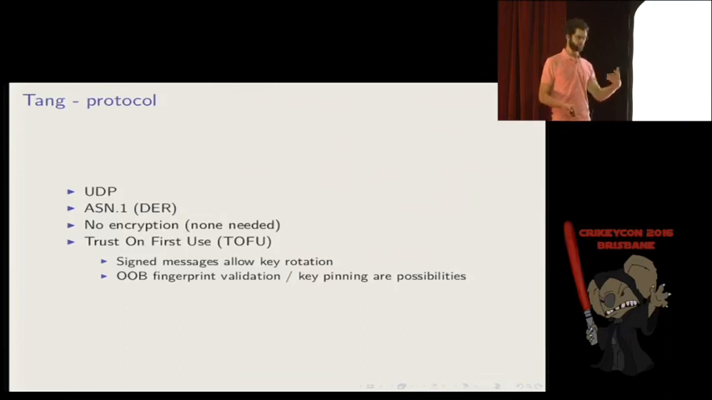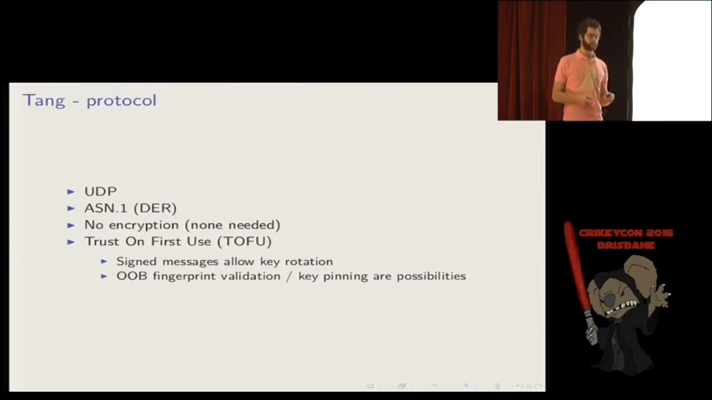The messages are DER serializations of ASN.1 objects. There's no encryption because there's none needed. It's basically a key agreement protocol where only one side learns the key. And it's trust on first use in its current form.